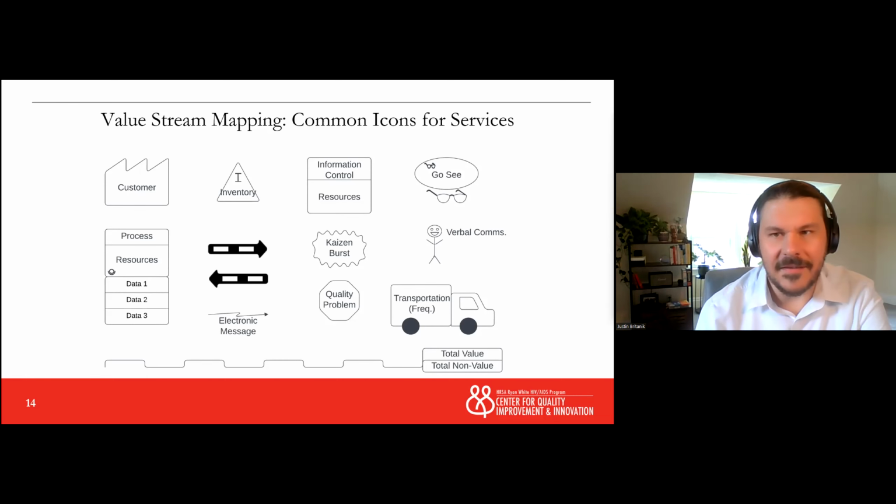Okay. And so, yeah, the symbols aren't the most important part. If you've never done a value stream map before, starting with the symbols you already know and thinking about the idea of value is the way to go. But as you get a little bit more advanced, especially as you incorporate more data analysis into your projects, using these symbols can be helpful.